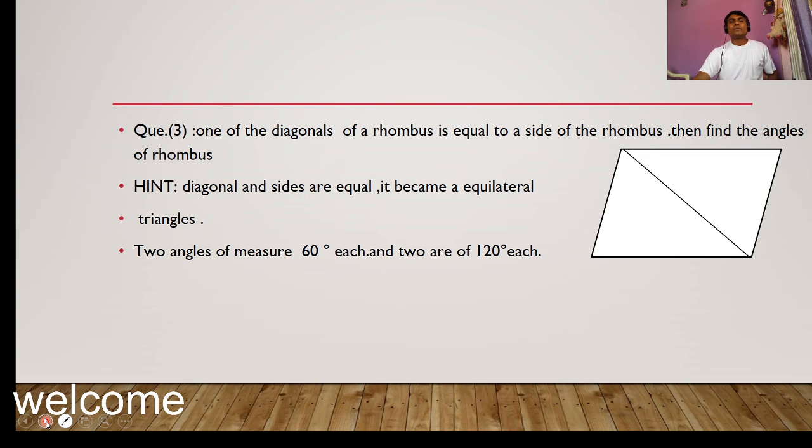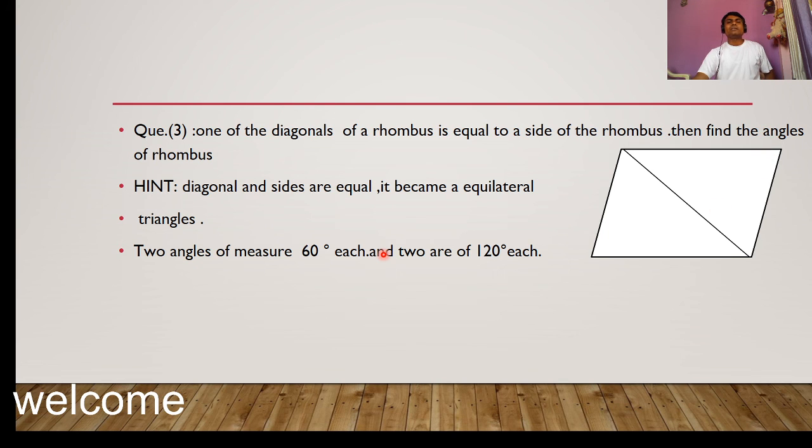Then question number 3: one of the diagonals of a rhombus is equal to a side of the rhombus, then find the angles of the rhombus. Very interesting question. If the diagonal equals the side of the rhombus, then it becomes an equilateral triangle. What happens if this is an equilateral triangle? Find the angles of the rhombus. This angle is 60, this angle is 60, and opposite angles are equal, that's why this is 60. It's a parallelogram, and therefore this is 60, again these are alternate angles, this 60, this 60, so these two angles are 120, 120, and these angles are 60, 60.